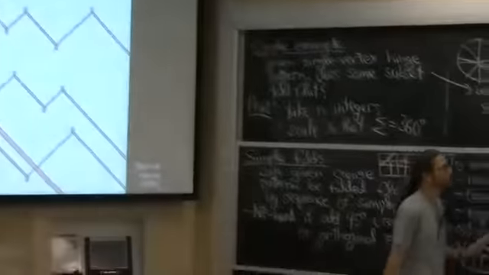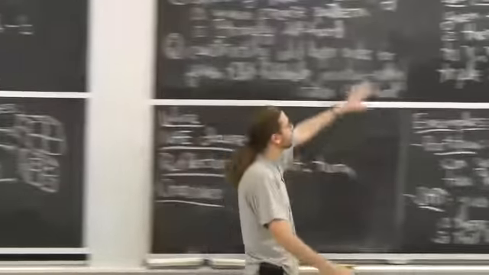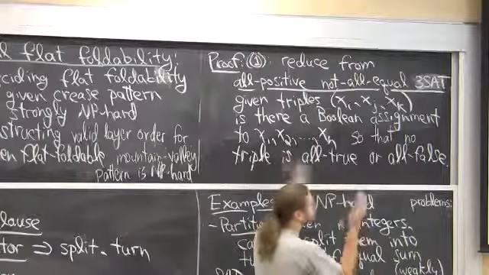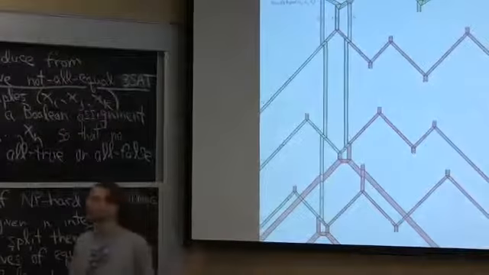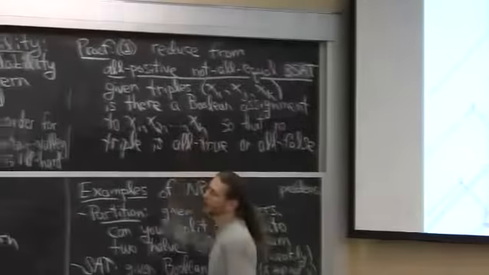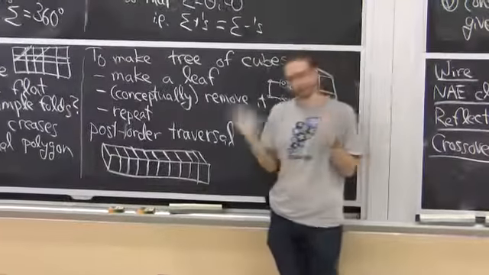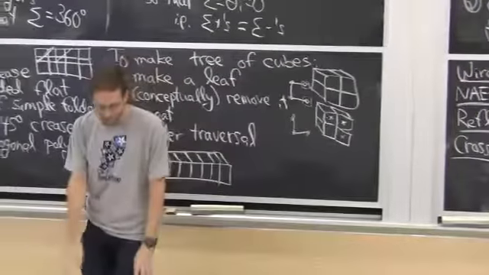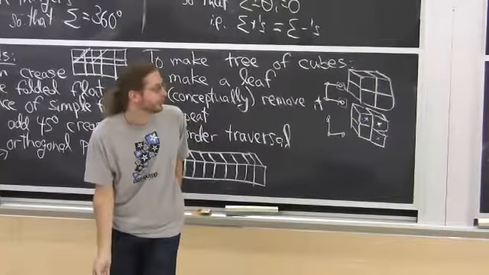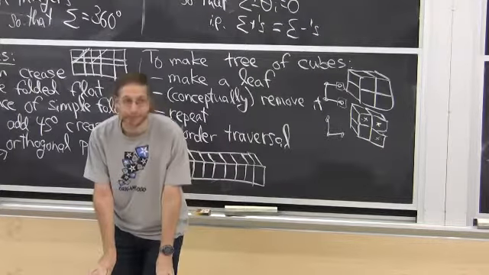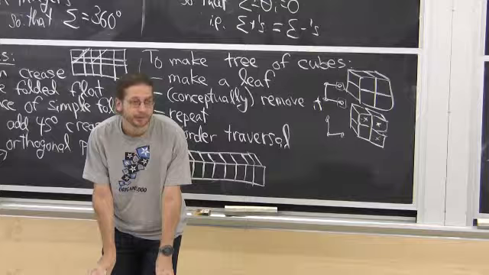Remember, we're given as input one of these not-all-equal 3-SAT problems. I give you a bunch of triples. I just put the wires together according to those triples. This thing will be flat foldable if and only if this formula is satisfiable. You can set the pleats so that the desired triples are not all equal. So that's pretty crazy. This is, in some sense, one of the hardest proofs that we'll see, but in the end, you get NP-hardness of flat foldability.